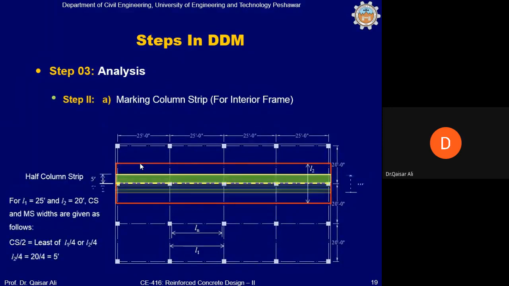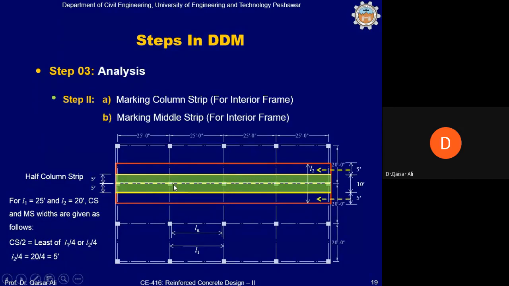This is an example. As I said earlier, the column strip is 20 by 4, so 5 feet on this side, 5 feet on this side. Okay, 10 feet, half. Then middle strip, half middle strip. The total width of the frame is 20 feet. 20 minus 10, which is the column strip, is 10. 10 divided by 2, half middle strip on one side and half middle strip on the other side. So 5 feet, 5 feet are the 2 middle strips, and the interior column strip is 10 feet, for this particular situation.